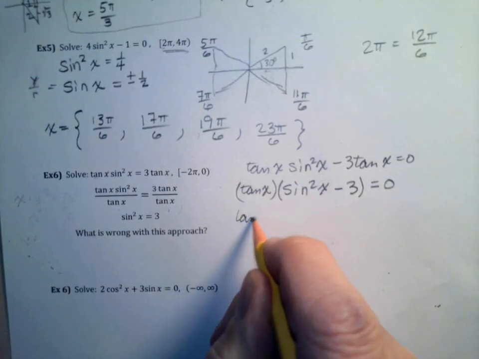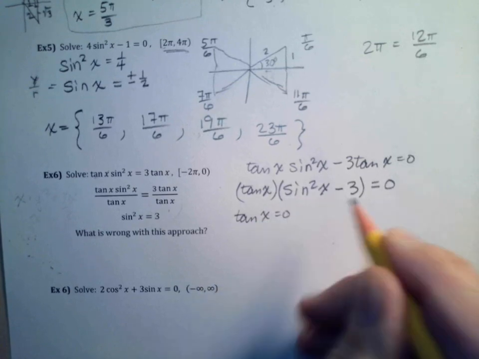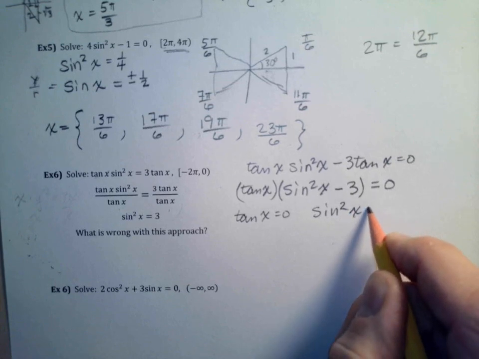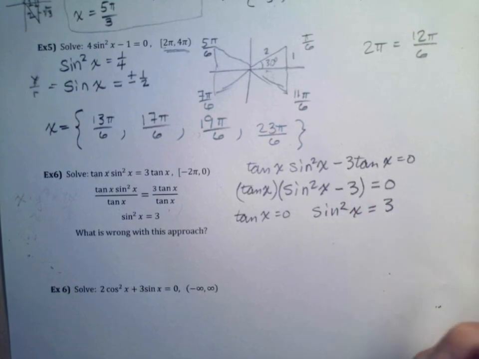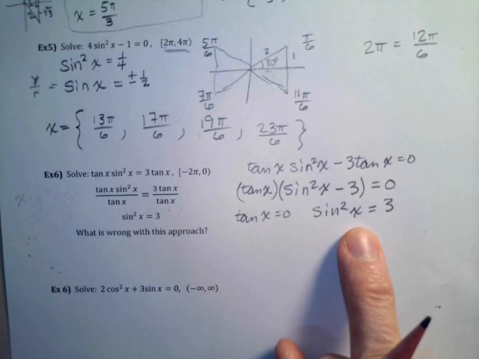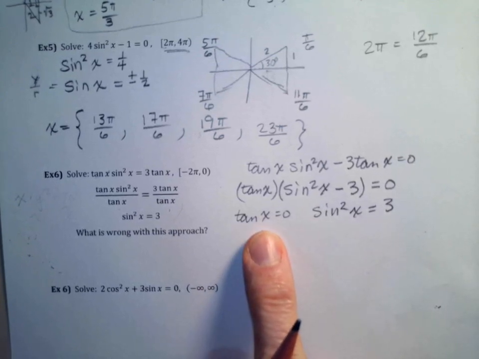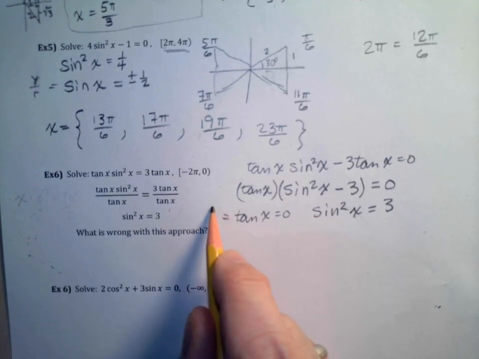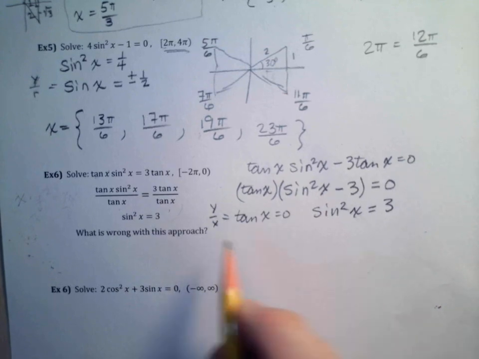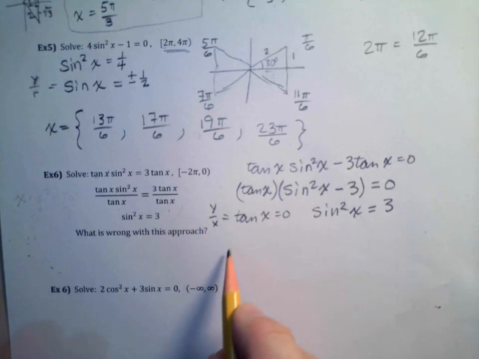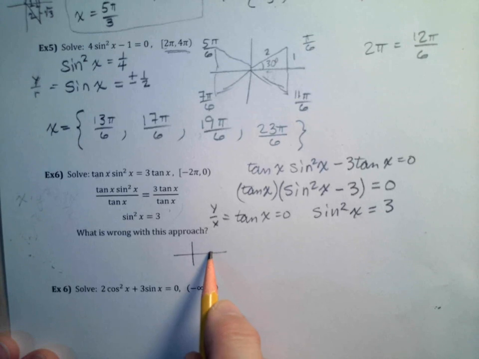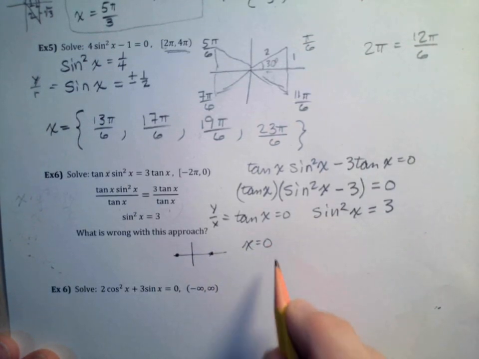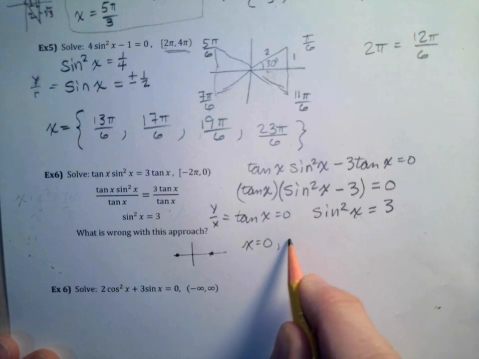All right, so we set each of these equal to 0. We get tan x equals 0. We get sine squared x equals, I'm just going to jump ahead and say 3. Move the 3 to the other side. Okay, so now tangent of 0. Where is the tangent equal to 0? Remember tangent is y over x. So we think about when the y is equal to 0. That's going to be here and here, right? So x equals 0 and x equals pi.